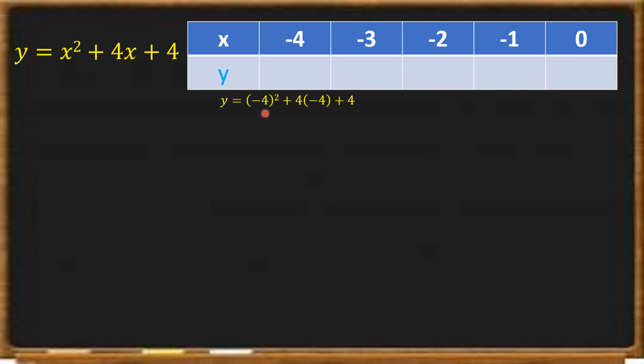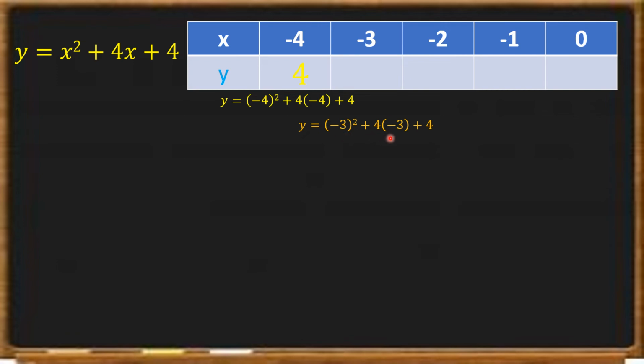So, what is negative 4 squared? 16. Then, ito, positive tsaka negative, negative 16. Edi 0 na to, positive 16, negative 16. Then, plus 4, it's 4. Okay, so doon naman tayo sa negative 3. So, y is equal to negative 3 squared plus 4 times negative 3 plus 4. So, itong negative 3 na to, x yan dito. Pinapalitan lang natin. Okay, so this is 9.